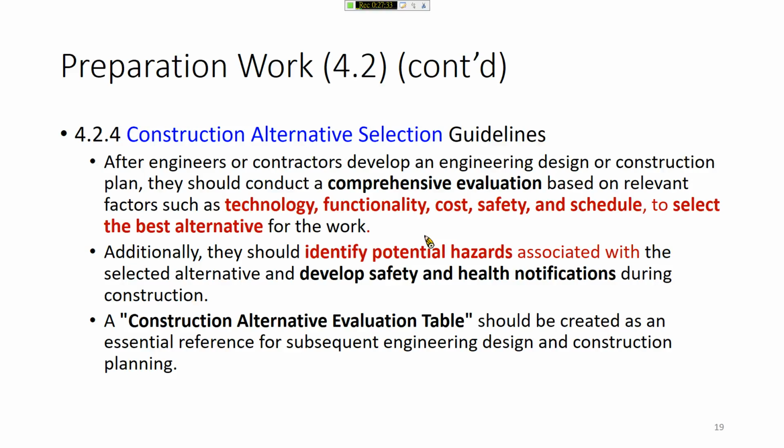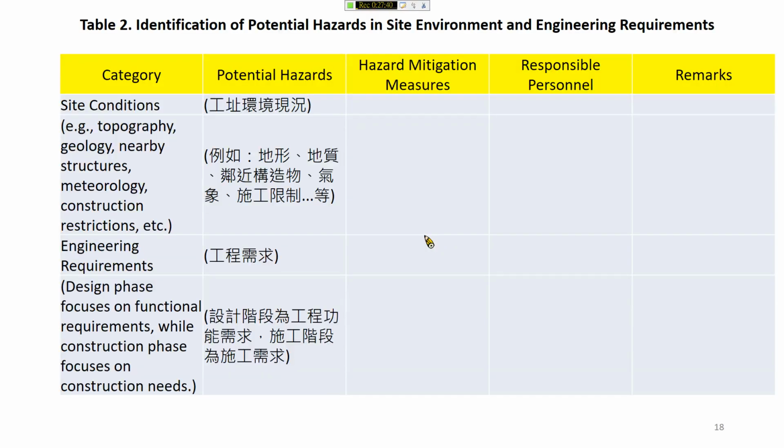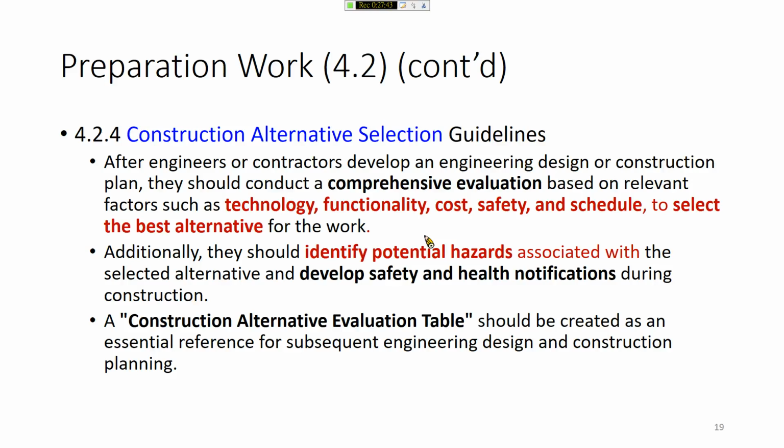And then you have to conduct the construction alternative selection based on the hazard identified. And the alternative selection guideline should include items such as technology, functionality, cost, safety, schedule, etc. to select the best alternative for the work. And they should also identify potential hazard associated with the selected alternative, after you select the alternative, meaning the construction method you select.